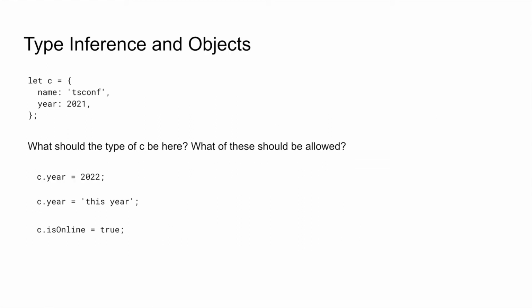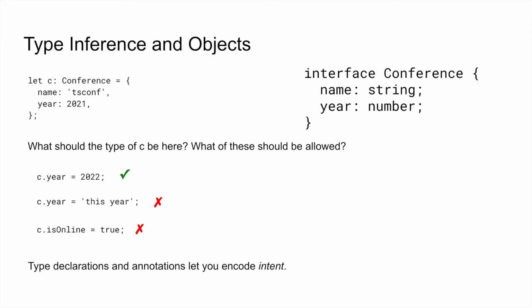The same thing applies to objects, right? So here we have this object that we've looked at before, and TypeScript needs to give it a type. In order to do that, it needs to decide what sorts of assignments it's going to allow. And depending on the type it gets, some of these assignments will be allowed and some of these won't be. So if we provide this conference interface that we've been looking at before and we add a type annotation, that's telling TypeScript what you intend the type to be. And that makes it very clear what sorts of assignments should be allowed and what sorts of assignments should not be allowed. So in this case, only the first assignment is valid.